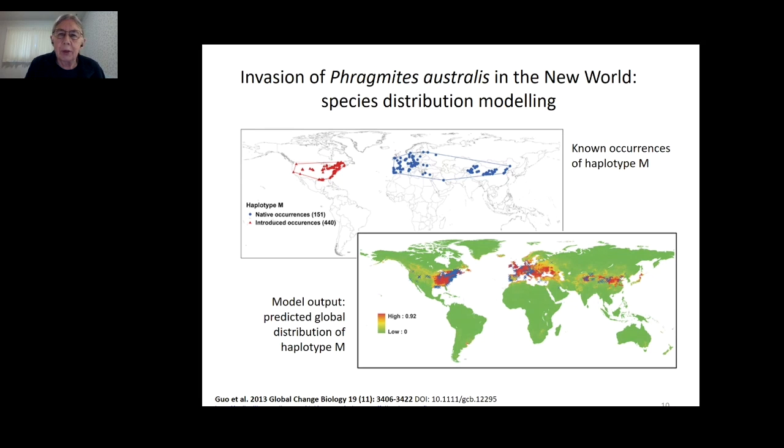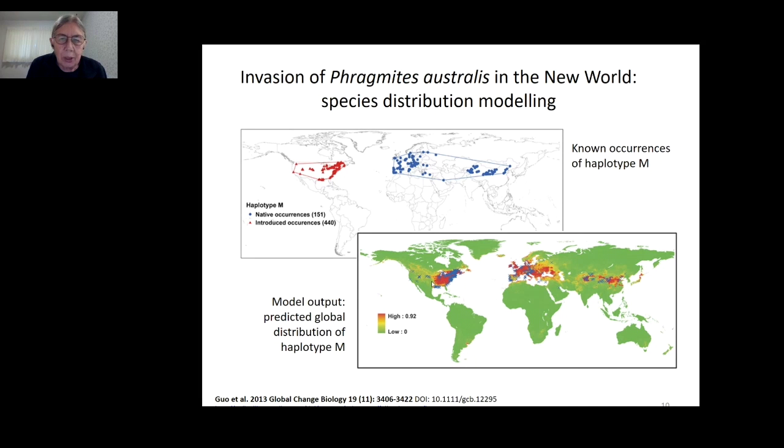So this is a climate model for the M haplotype. The way this is done is that known localities are identified, and then the climate variables from those localities are used to build a predictive model to see where else in the world that climate might exist, and therefore where else that variant might do well. The blue dots represent the native range, and the red dots represent the introduced range of the haplotype M, the invasive variant that we have in North America.